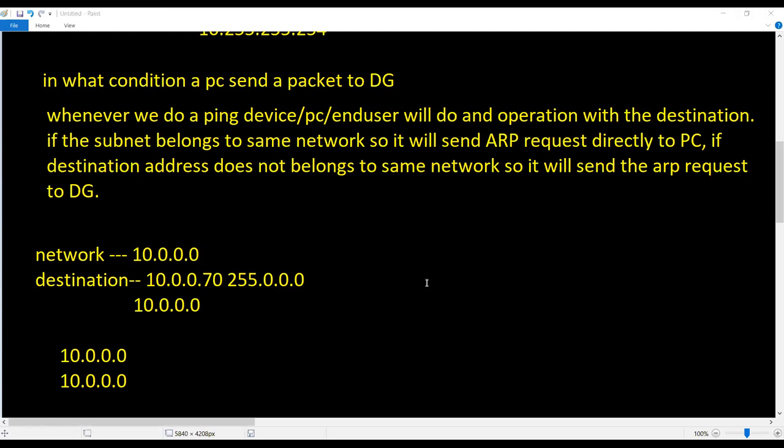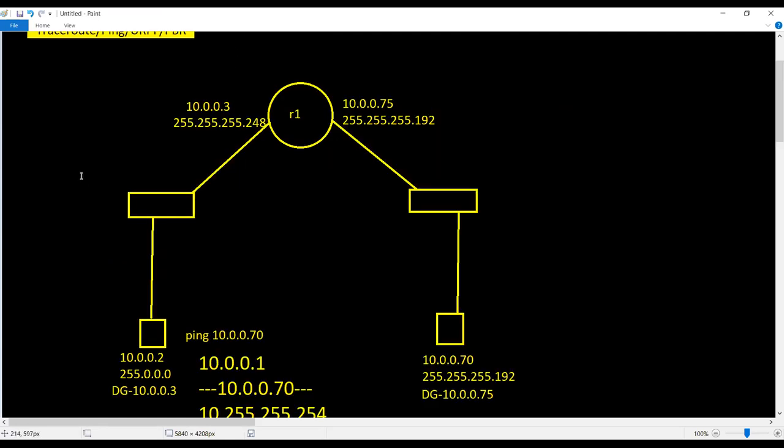So let's draw the diagram and we'll see that output. I will not use a switch here, okay? I will not explain the entries on the switch, how the switch will maintain them. We have done that part in the switching part. That is exactly the same here. So I'll just use these routers to make the communication. I'll capture the packets also.